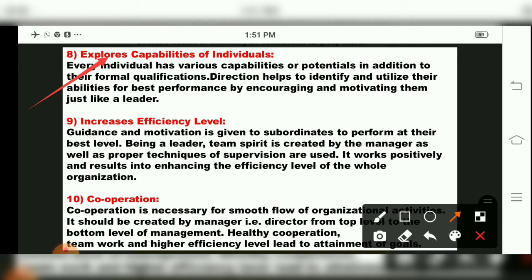Now someone will be better at handling accounts, someone will be better at handling computers, someone will be better at handling machines, some employees will be best at repairing machines. So every employee will have his talent and skill in an organization. So the director here is the person who has to identify the skills and qualities, where the employee is best at which work, motivate them and make them perform their best. That is exploring capabilities of individuals. Means here the director, the manager.